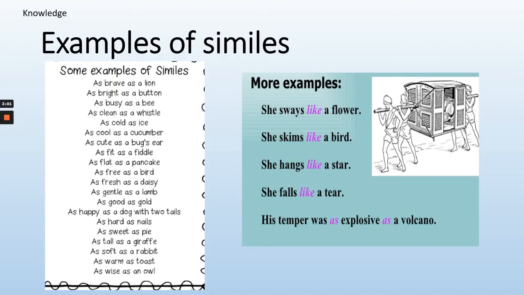So examples of similes that you might have heard: as brave as a lion, as busy as a bee, as cold as ice, as free as a bird, as good as gold, as sweet as pie. Or you could say with like, she sways like a flower, she falls like a tear. His temper was as explosive as a volcano. That's a good one.